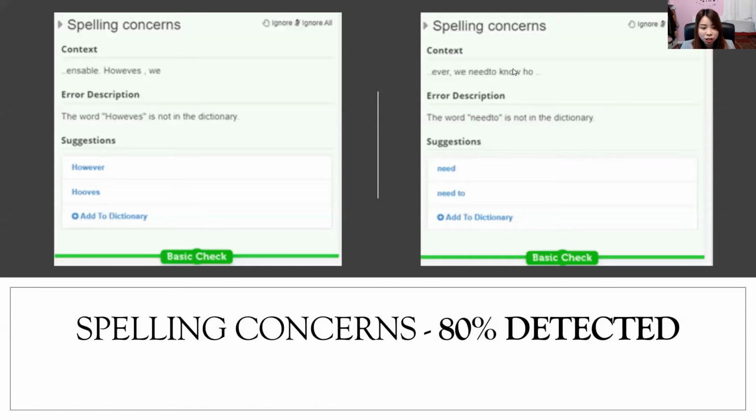About spelling concern, the detection rate is 80%. We put in misspelled words like "however" or words stuck together like "need to". As the result, Correct English discovered them.